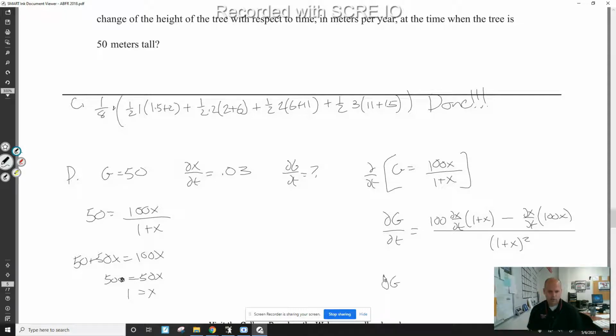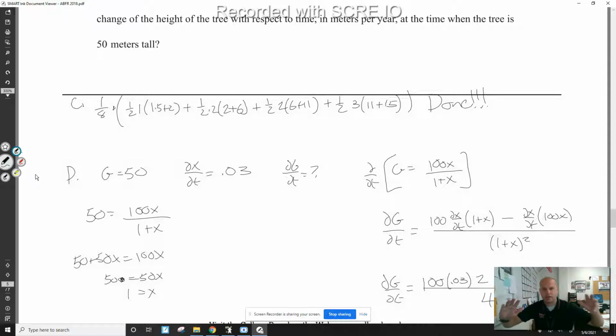So here's how I'm going to find dg/dt. I have 100 times 0.03, which is dx/dt, times 1 plus 1, which is 2. I got that 1 from solving. Minus dx/dt, another 0.03, times 100 times x, that's 100, all over 1 plus 1 squared, so that's 2 squared, so that's 4. And once again, leave this. This is done. This is your dg/dt.